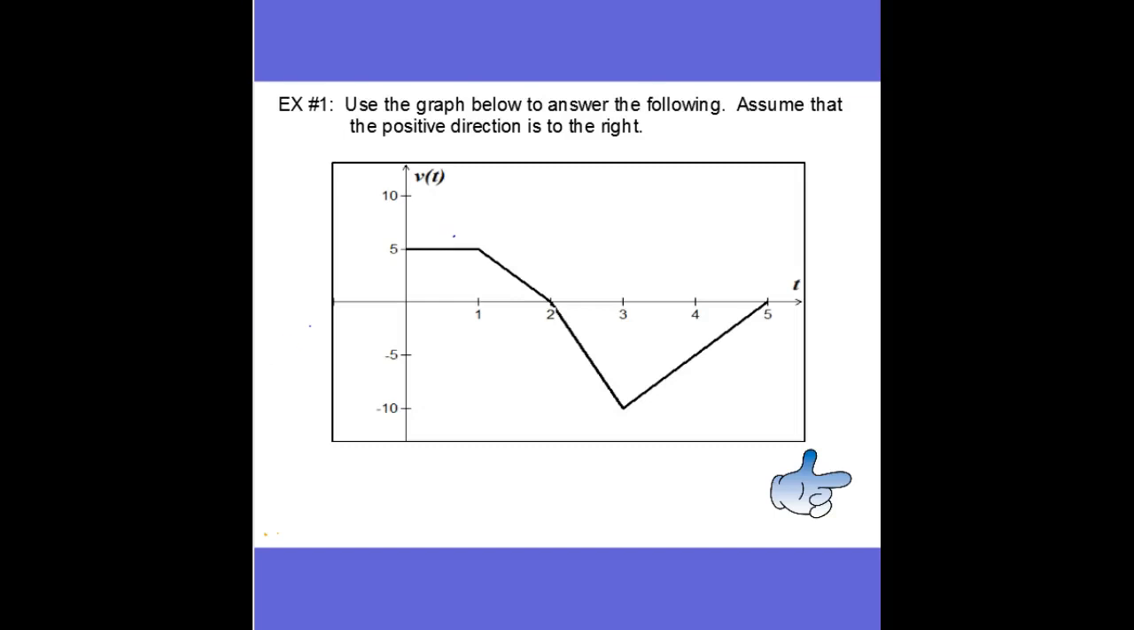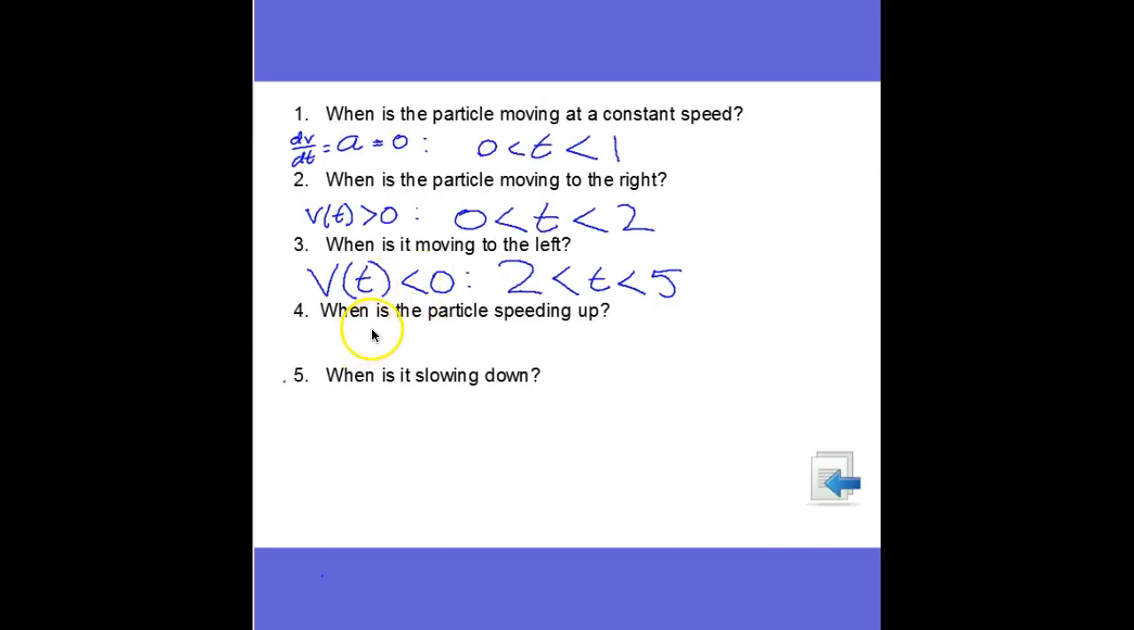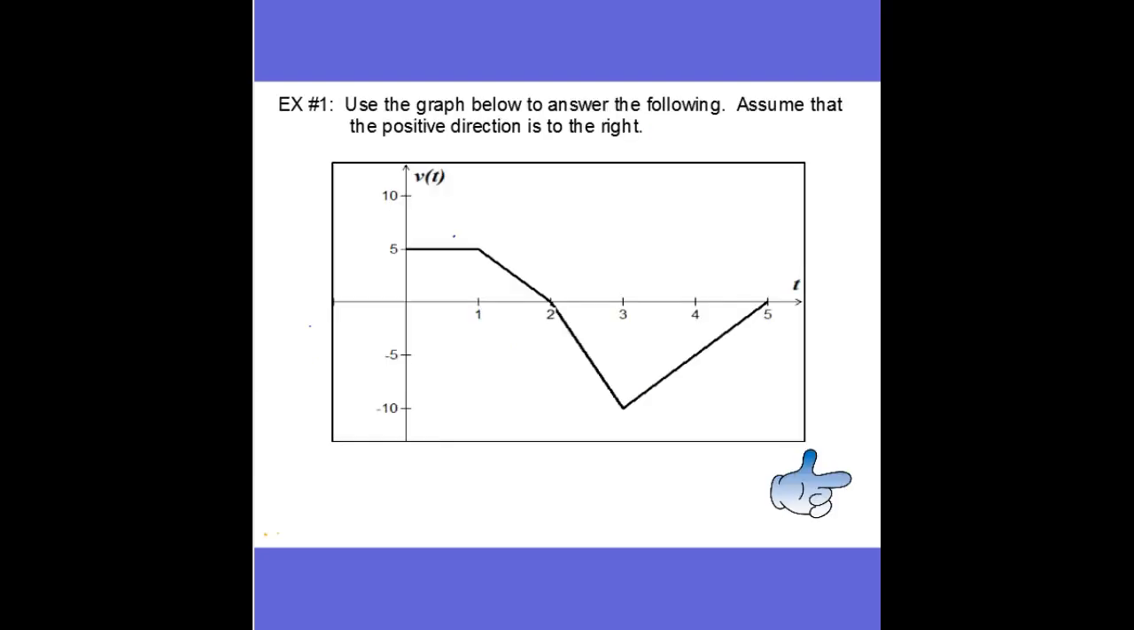In examples 4 and 5, we are asked to find when the particle is speeding up and when the particle is slowing down. And so this is definitely going to have something to do with acceleration. One of the things that I like to do for problems that ask about speeding up and slowing down is, first of all, go through and divide my graph up into intervals where the velocity is changing. We'll just mark each integer on our number line.